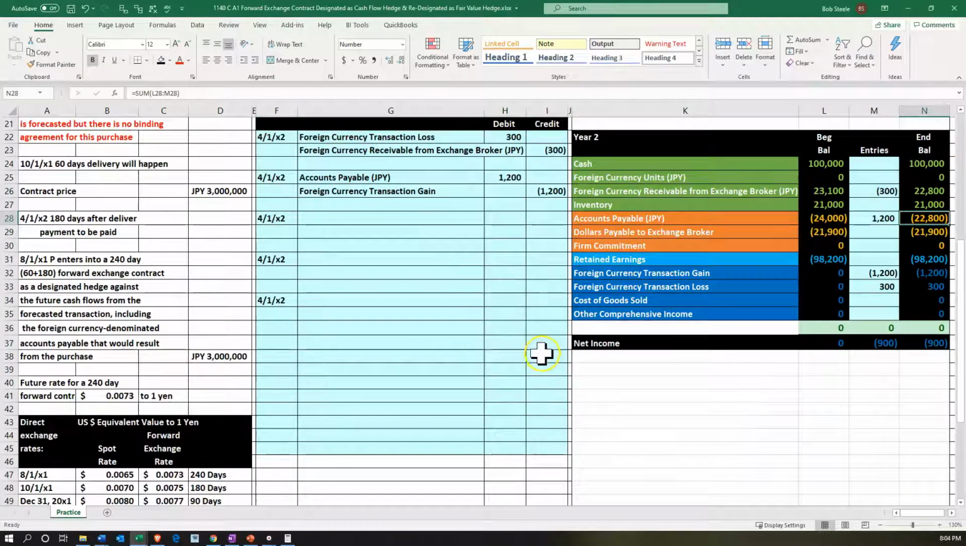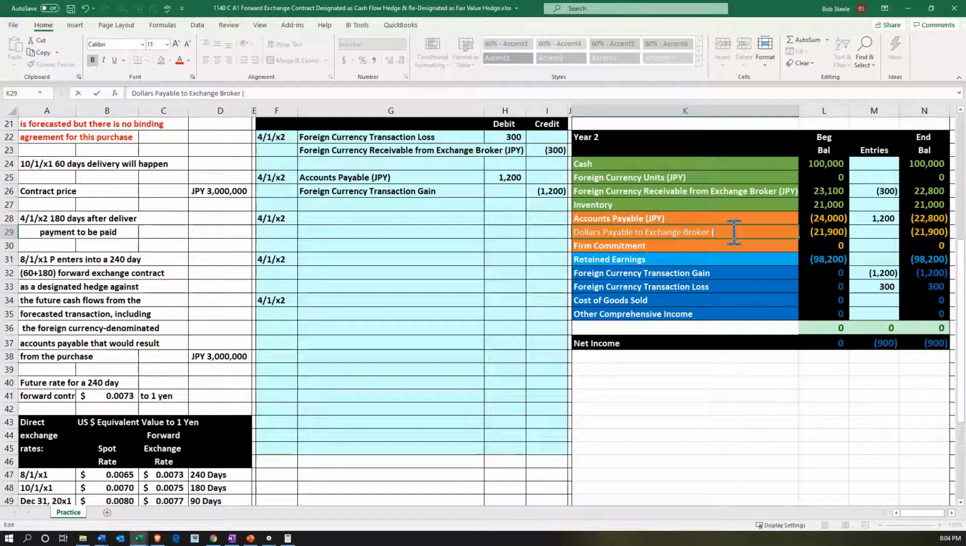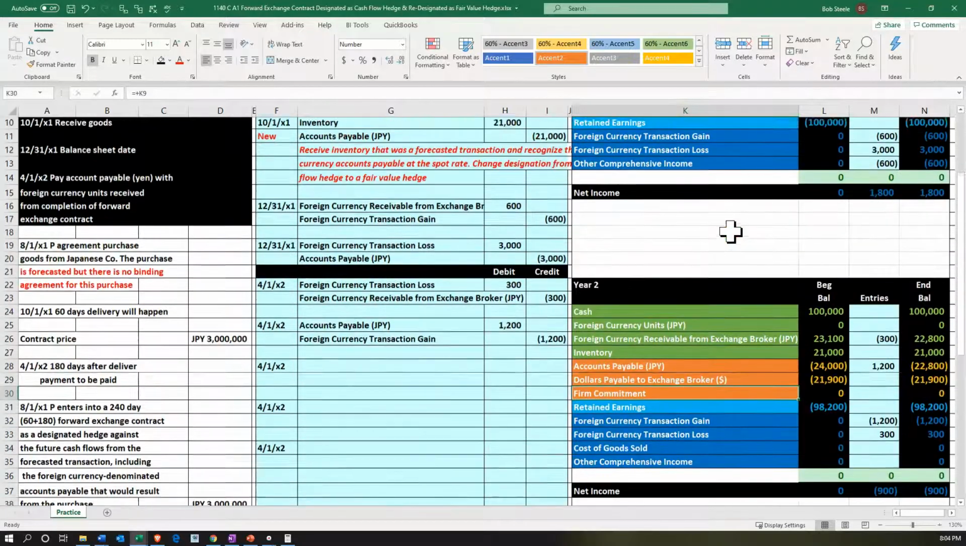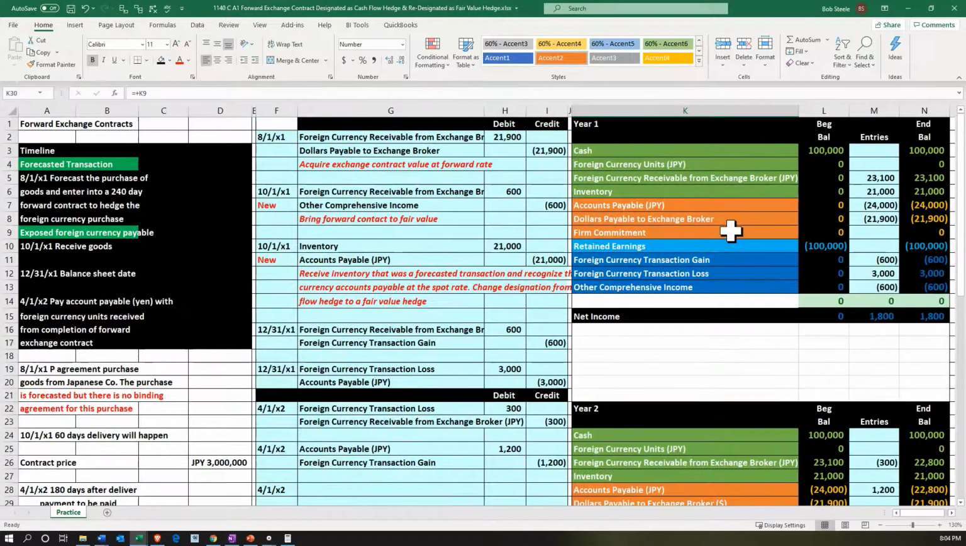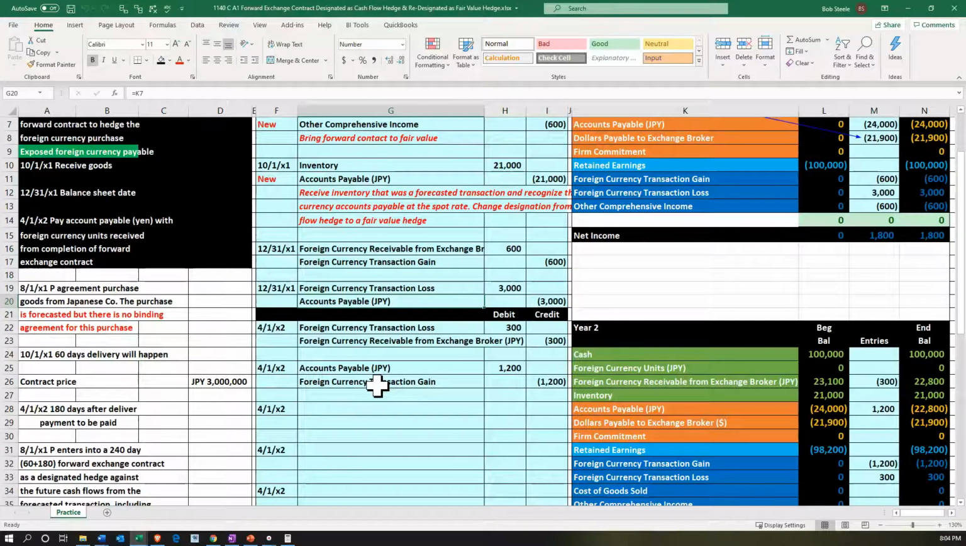All right, so then we're going to say that we're going to pay off the exchange broker account. Now, remember, this one is in dollars. Like, this one hasn't changed when we had the forward contract. I'll just put a little note here. It's in dollars. So in other words, when we originally had the forward contract on the books up top, we put this 21.9 there, and it hasn't changed. We just said, hey, we have a liability in dollars, and we're going to pay those dollars at the end of the time period, which is 240 days, ending on 4/1/X2.